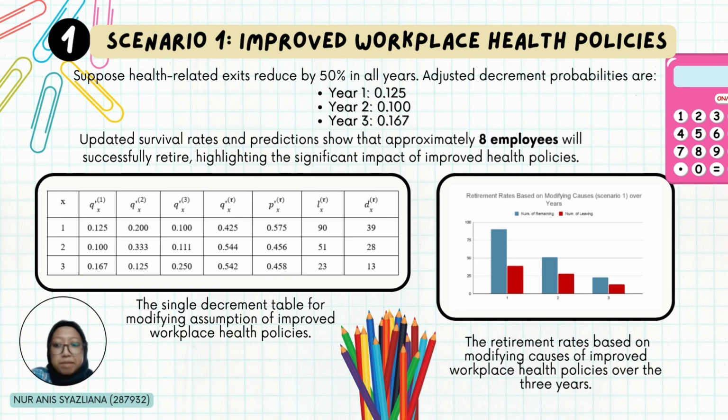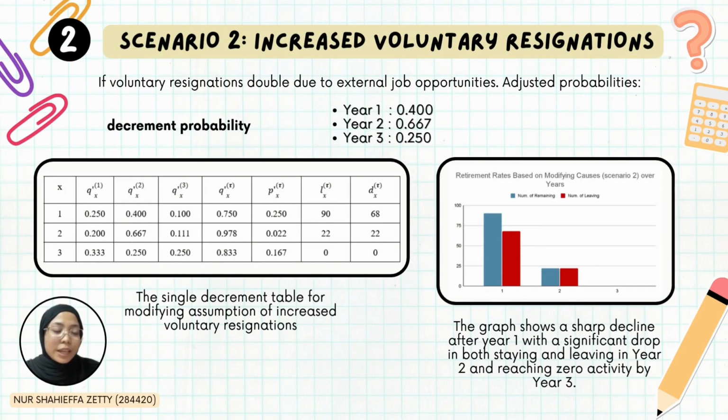Okay, now we are going to look at the modified initial assumption for scenario 2, where we increase voluntary resignation. In this table, we already filled in the values for decrement probability for scenario 1, scenario 2 and scenario 3, where QX1, QX2 and QX3. So, we only double the value of decrement probability for scenario 2, while we maintain the values for QX1 and QX3. So, we can proceed to calculate the QX tau and PX tau.